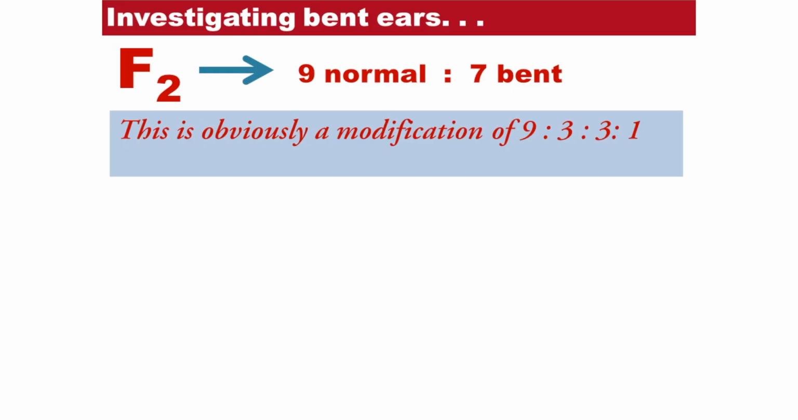Well, you look at 9-7, obviously it's a modification of 9-3-3-1. I'm kidding, it's not obvious. But I'm telling you that it's obvious. And do you remember where 9-3-3-1 comes from? If you did a Punnett square, where you looked at two traits simultaneously, when we looked at Mendel looking at independent assortment.